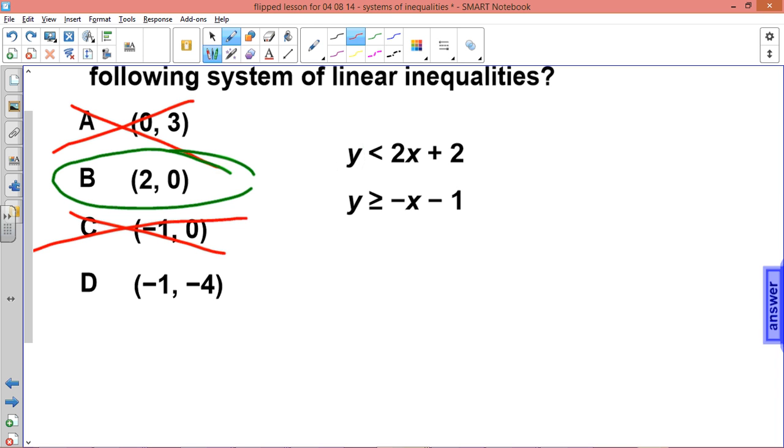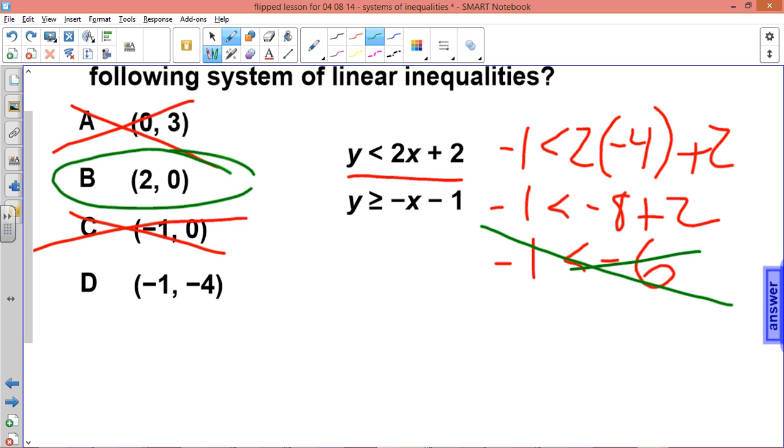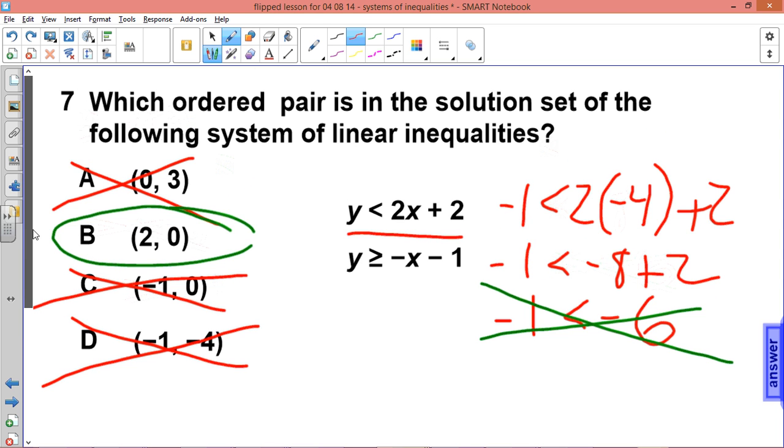Okay, negative 1 comma negative 4. Negative 1 is less than 2 times negative 4 plus 2. That's saying negative 1 is less than negative 8 plus 2. That's saying negative 1 is less than negative 6. Is negative 1 less than negative 6? It is not. It is closer to 0, so that makes it a bigger number. That's not true. So we must have D also not true. The answer is just going to be B.